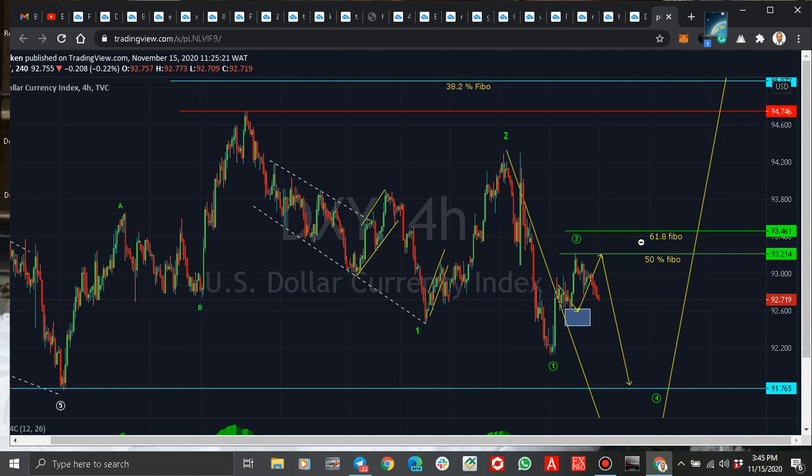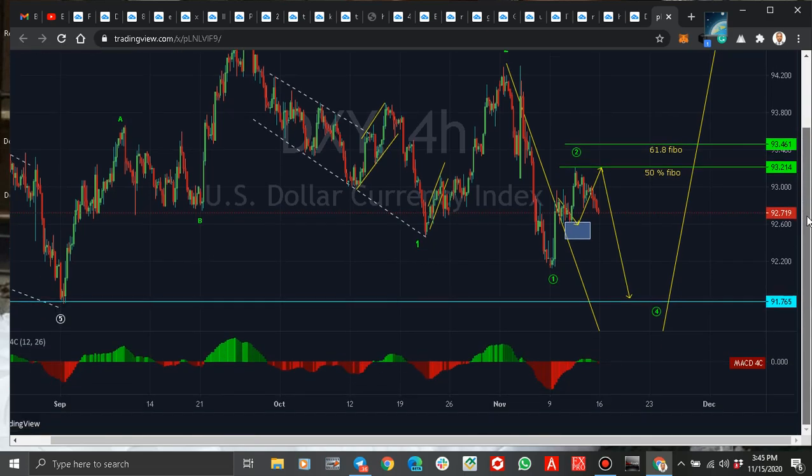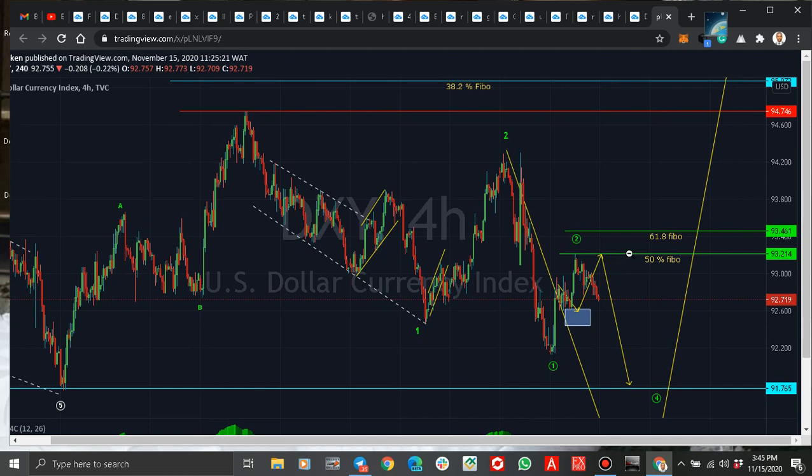US dollar index, I still maintain that the pair is still going down for the moment. Last time I forecasted this, and this has happened. Okay, what do we expect? Two things. It will continue going down from here to at least get this place, but my forecast is that it will break this very low. Secondly, it may still come up to 61.8 Fibo retracement before it goes down.